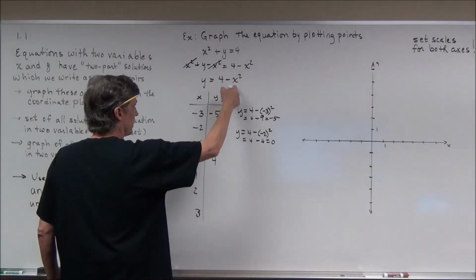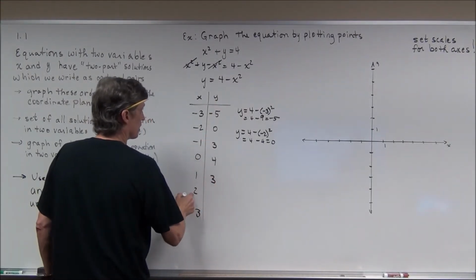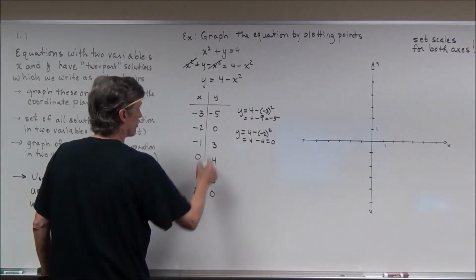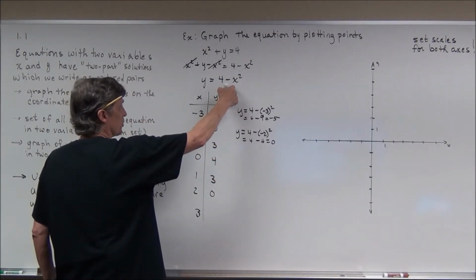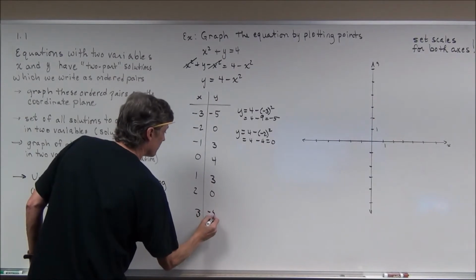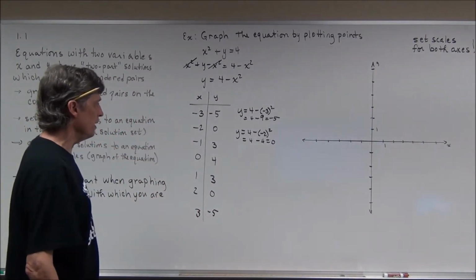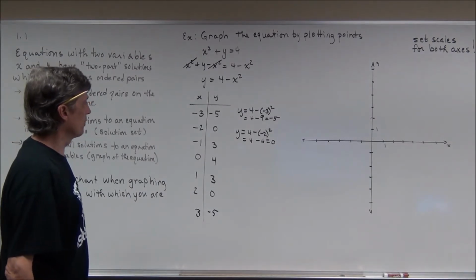I'm going to plug 1 in. I'm going to get a 3. I'm going to plug 2 in. 2 squared is 4. 4 minus 4 is 0. I'm going to plug 3 in. 4 minus 3 squared, 4 minus 9 is -5. Now that gives me 1, 2, 3, 4, 5, 6, 7 points. That should be hopefully enough to determine a pattern here.